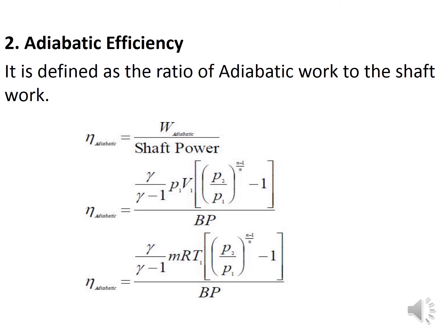Adiabatic efficiency is defined as the ratio of adiabatic work to the shaft work. So adiabatic work is this one. For W adiabatic, wherever n was there I will substitute gamma: gamma divided by gamma minus 1 p1 v1 raised to the same, p2 by p1 raised to gamma minus 1 by gamma. Here it is gamma, so here we need to change it to gamma. Then divided by BP. BP you may calculate from the given data, that is 2 pi NT by 60. So this is the adiabatic efficiency.